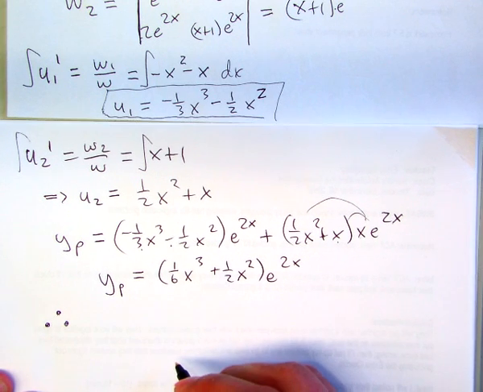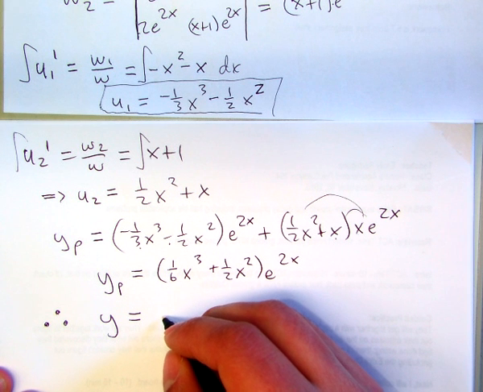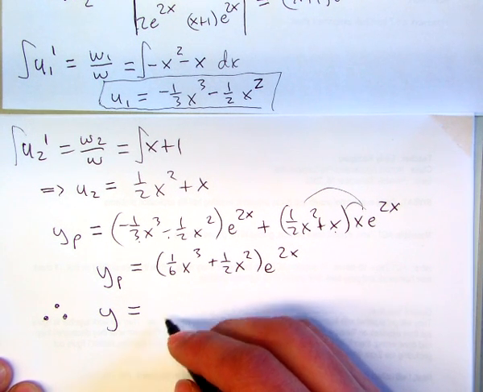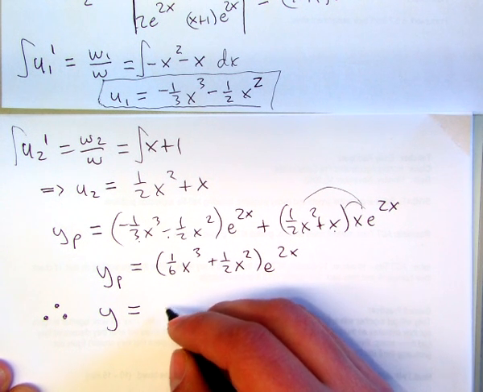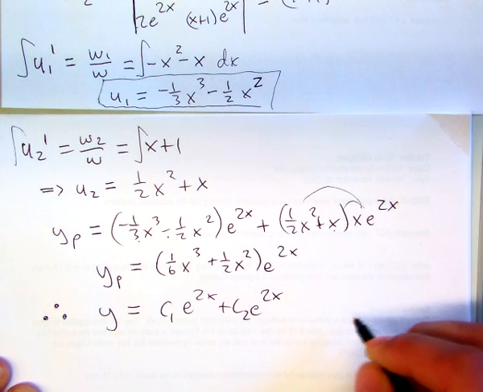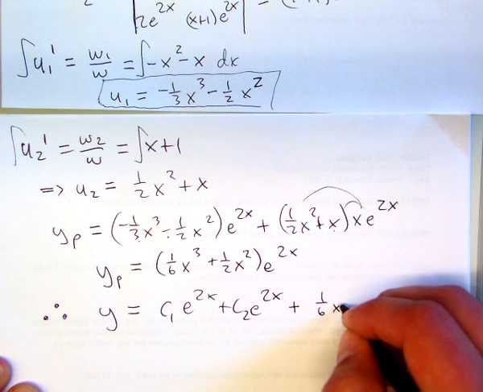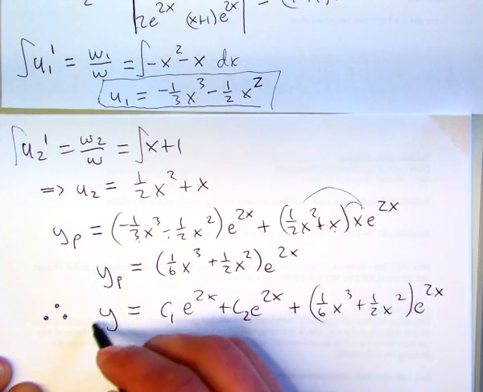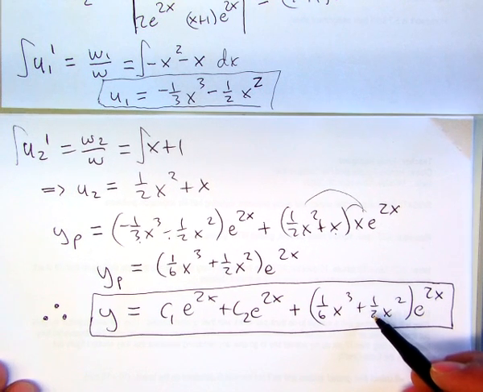Our general solution will be y equal to what? What is yc, yep, which is the complementary function, good, plus particular solution, which we have above. And there it is. You will get the same answer if you chose to annihilate.